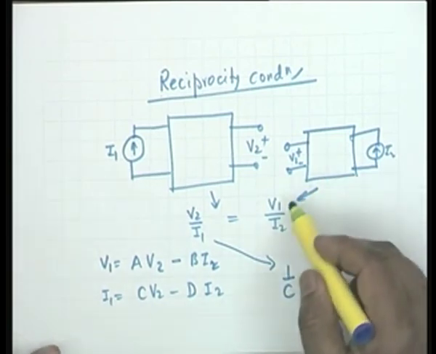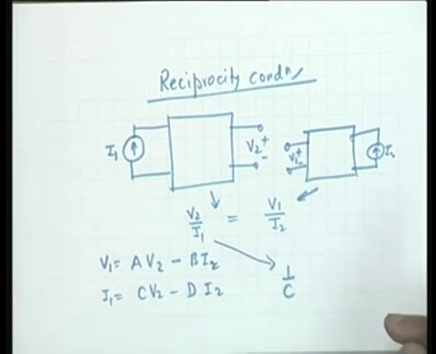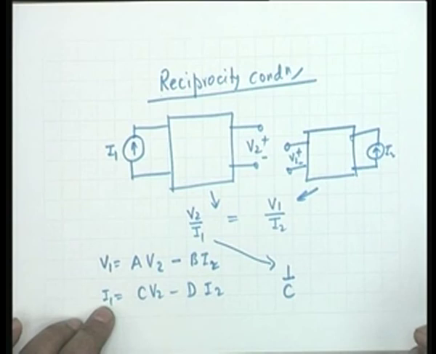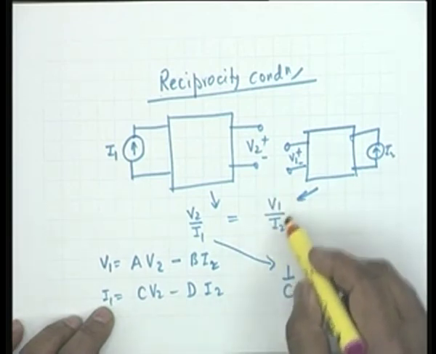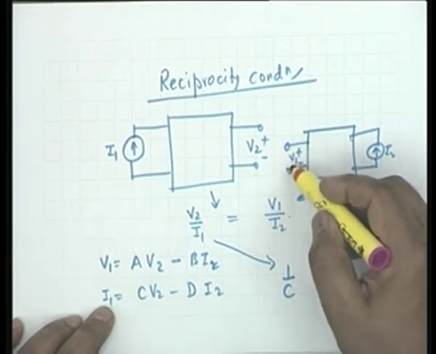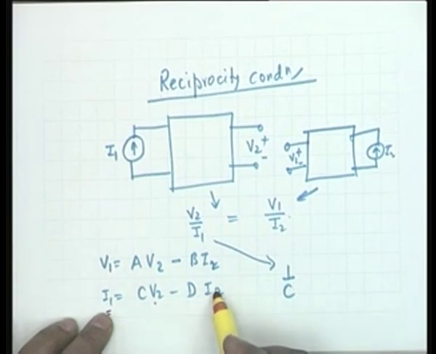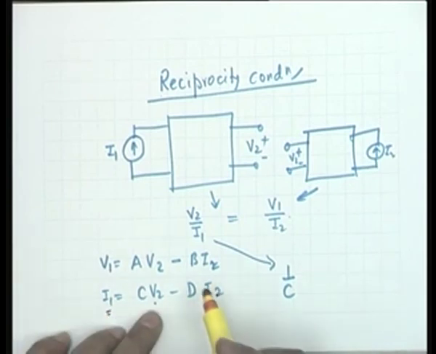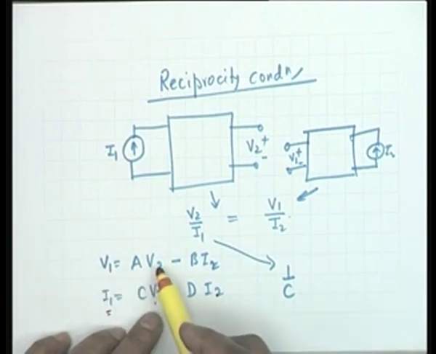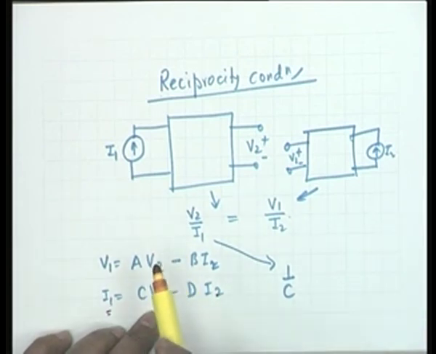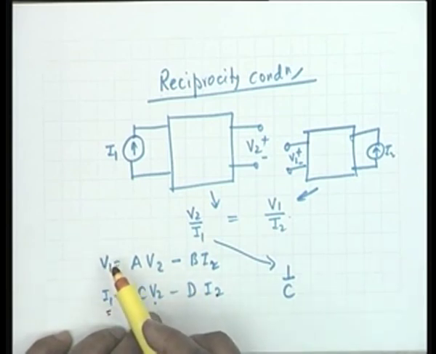And for the other condition, that is I1 equal to 0, you have to put this equal to 0. Let me indicate to you how it is done. I will skip the algebra. For finding out this V1 by I2, we have to put I1 equal to 0. So, if I put I1 equal to 0, I get a relation between V2 and I2. Then in the first equation, you have to find out V1. So, replace V2 in terms of I2, then you can find out V1 by I2.